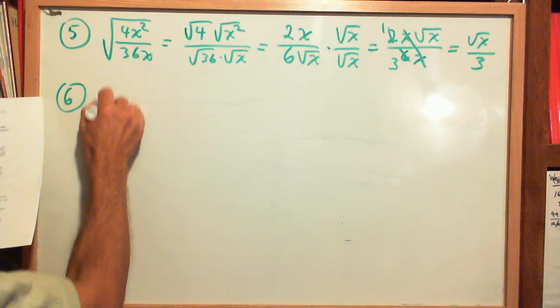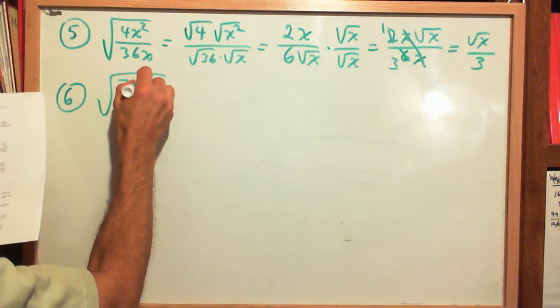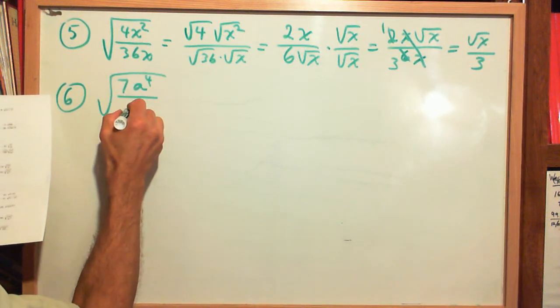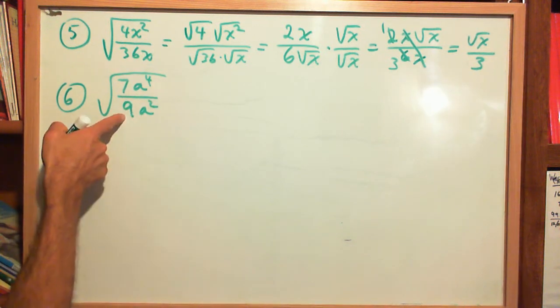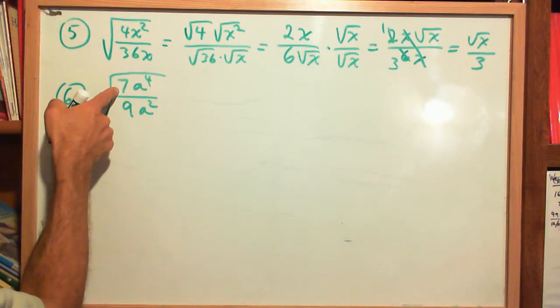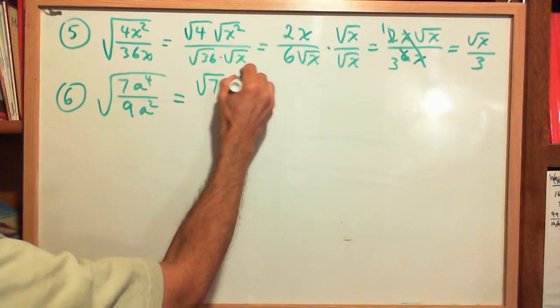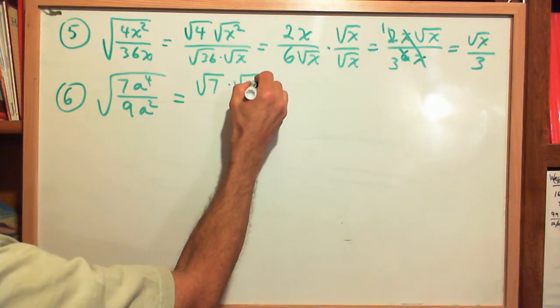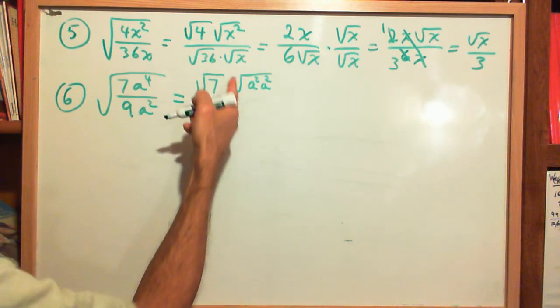And then I believe number 6, we had the same problem. I didn't do something quite right. 7a to the 4th over 9a squared. Okay, and I noticed perfect square, perfect square, perfect square, and not a perfect square. But that's enough for me to just separate things out. A to the squared, a to the squared, because that's going to come out as a to the squared, right?